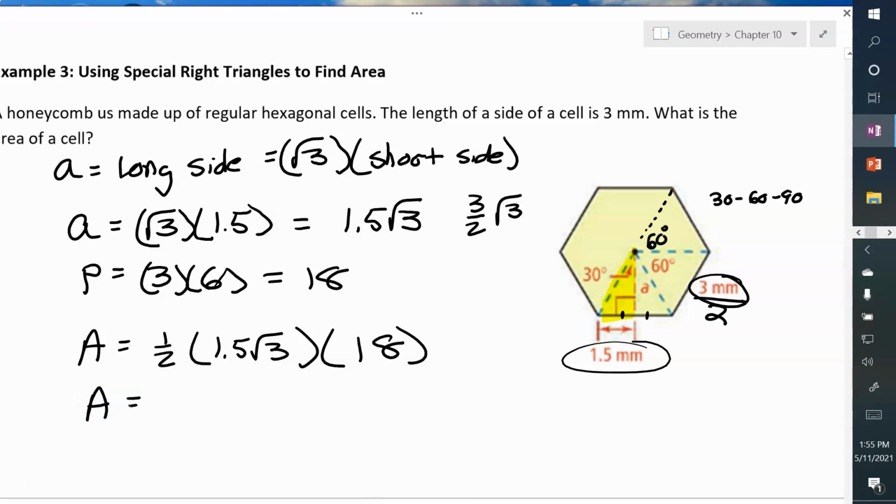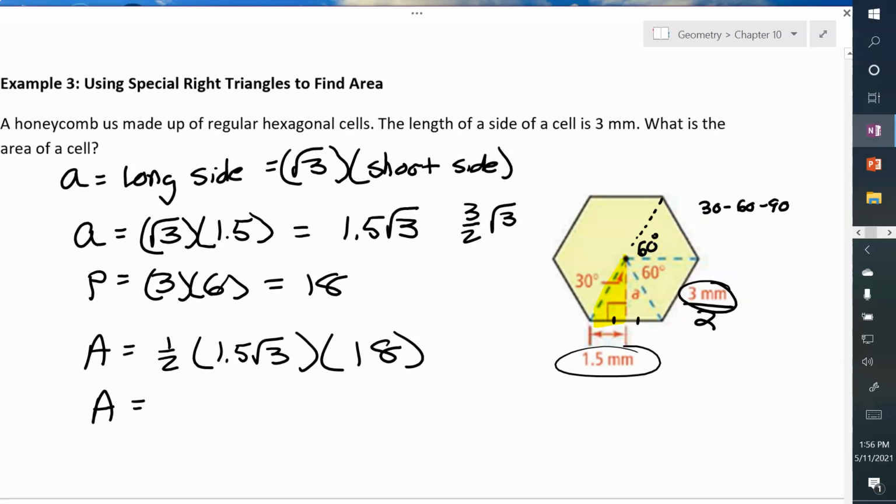So punch this into your calculator. You're going to have 0.5 for 1/2 times 1.5 root 3. And then multiply that by 18. Make sure that you're not getting it under the radical. So arrow out to get your times 18. And when you do that, I get a decimal. I get 23.3826. I'm going to round that to 23.4. And my units are millimeters, so I'm going to get square millimeters.